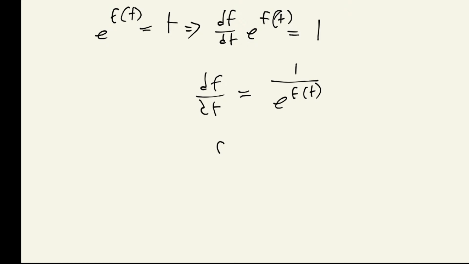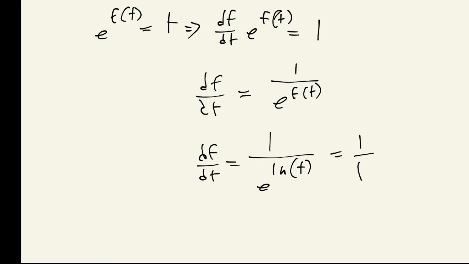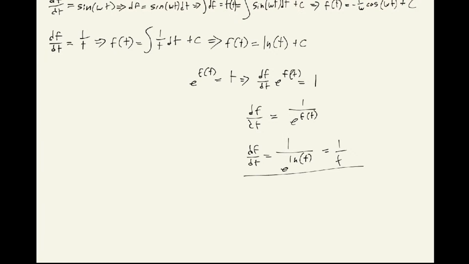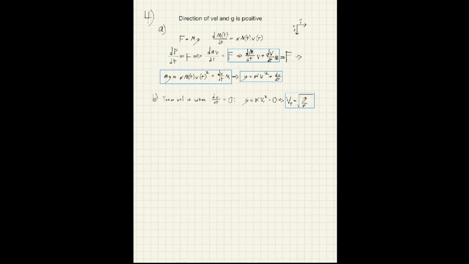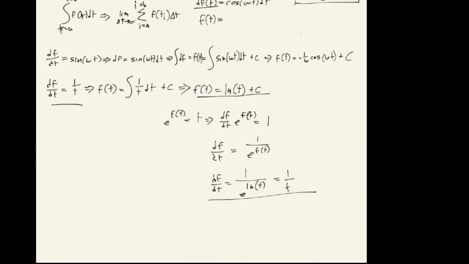In fact, it doesn't matter. We could put the c in there anyway, but the c will just go away. df over dt equals 1 over e to the ln of t. E to the ln of t is just t, because these are inverses of each other. So this equals 1 over t. And so this satisfies the thing that df over dt is 1 over t, and so f of t is ln of t plus c because of integration. Beautiful. Absolutely beautiful. Look at this. Isn't that amazing? Sorry, that's my physics homework.